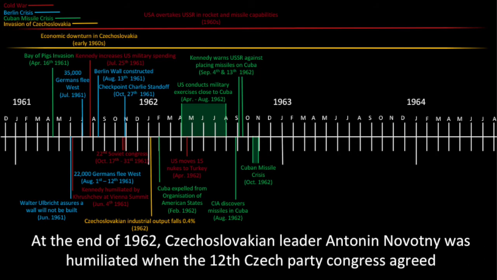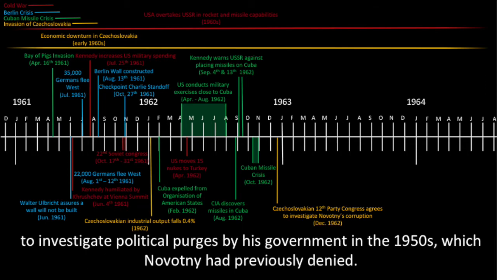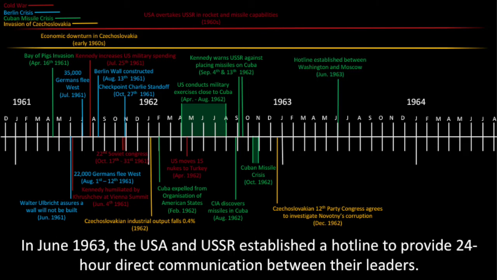At the end of 1962, Czechoslovakian leader Antonin Novotny was humiliated when the 12th Czech Party Congress agreed to investigate political purges by his government in the 1950s, which Novotny had previously denied. In June 1963, the USA and USSR established a hotline to provide 24-hour direct communication between their leaders.